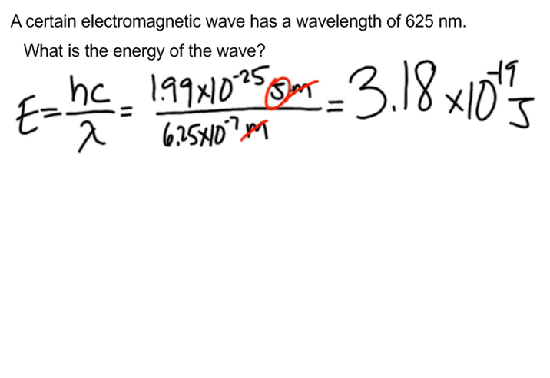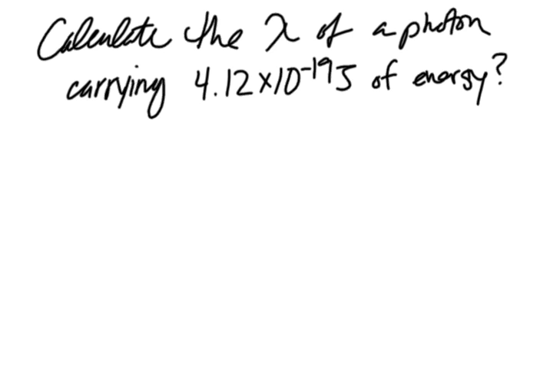I'm going to just make one up right now. Instead of solving for energy, I want to solve for wavelength. All right, so calculate the lambda, or the wavelength, of a photon carrying 4.12 times 10 to the negative 19 joules of energy. So what I'll do first is I need to rearrange my equation.